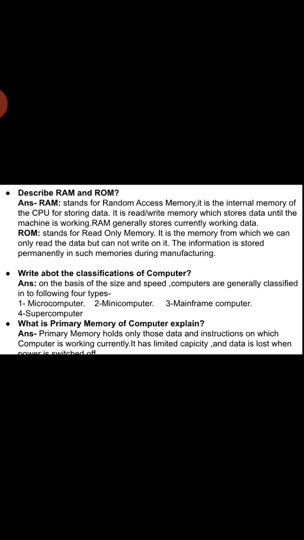Then the next question is: what is the primary memory of a computer? Explain. Primary memory is also called the main memory of the computer. Primary memory holds only those data and instructions on which the computer is working currently. It has limited capacity and data is lost when power is switched off. As I told you, examples of primary memory are RAM and ROM.